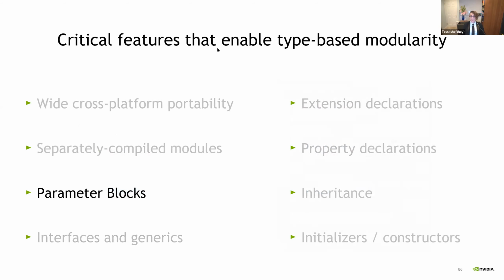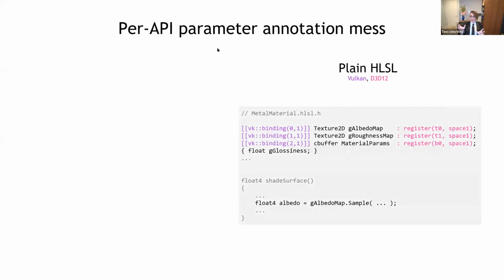So the first of these is what we call parameter blocks. And I hope everybody still remembers this per API parameter annotation mess that I showed before, where a performance-oriented HLSL programmer is adding these 2 kinds of annotation to their global scope shader parameters in order to get them efficiently communicated on a per API basis.